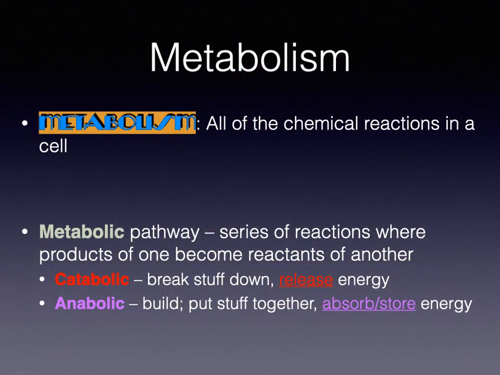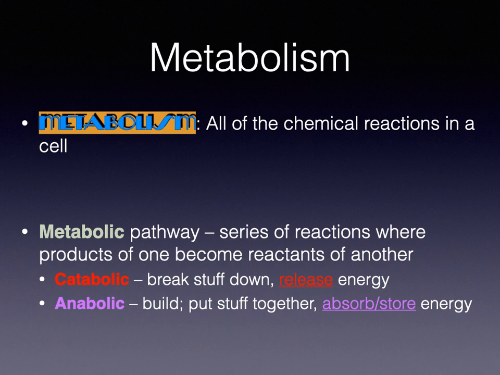Metabolism is all the chemical reactions in a cell. And you can have a pathway, a series of reactions, where the products of one become the reactants of another: step one, step two, step three, which is what you learned in, say, the electron transport system. Those metabolic processes come in two forms. You're either going to break stuff down, or you're going to build it back up. If you break it down, you're catabolic, and catabolic reactions release energy. If you're anabolic, when you build things up, you're going to absorb or store energy.